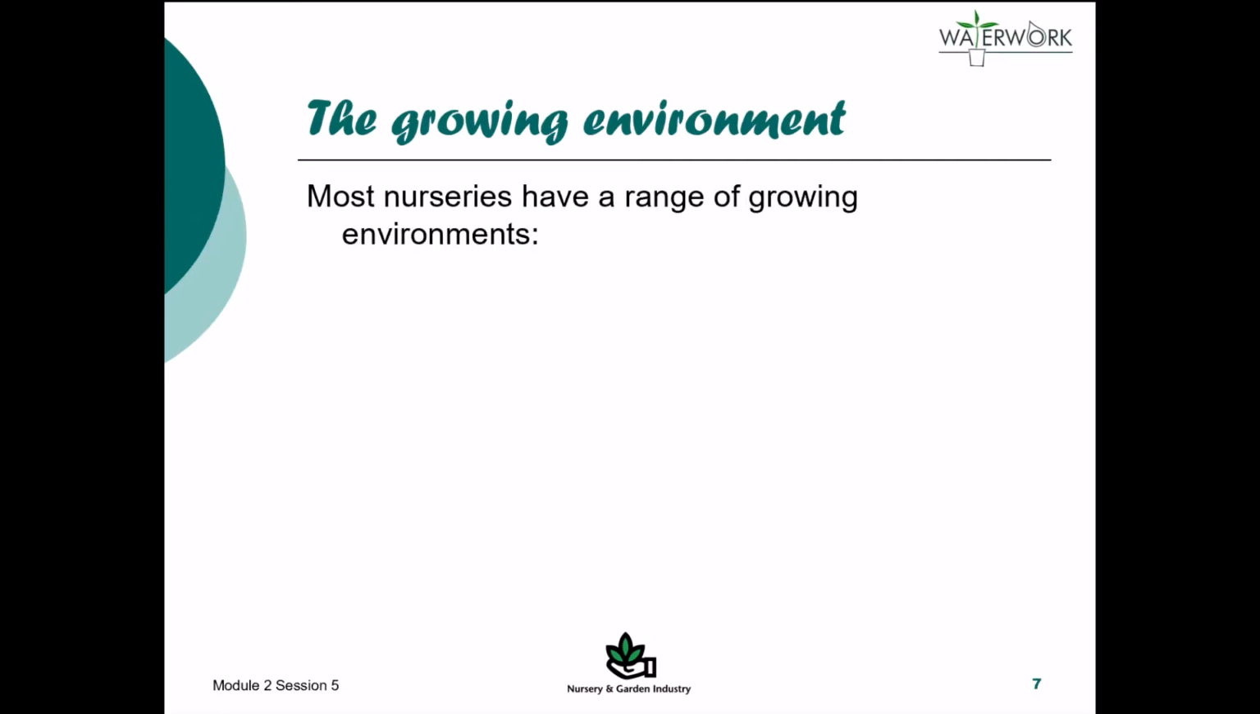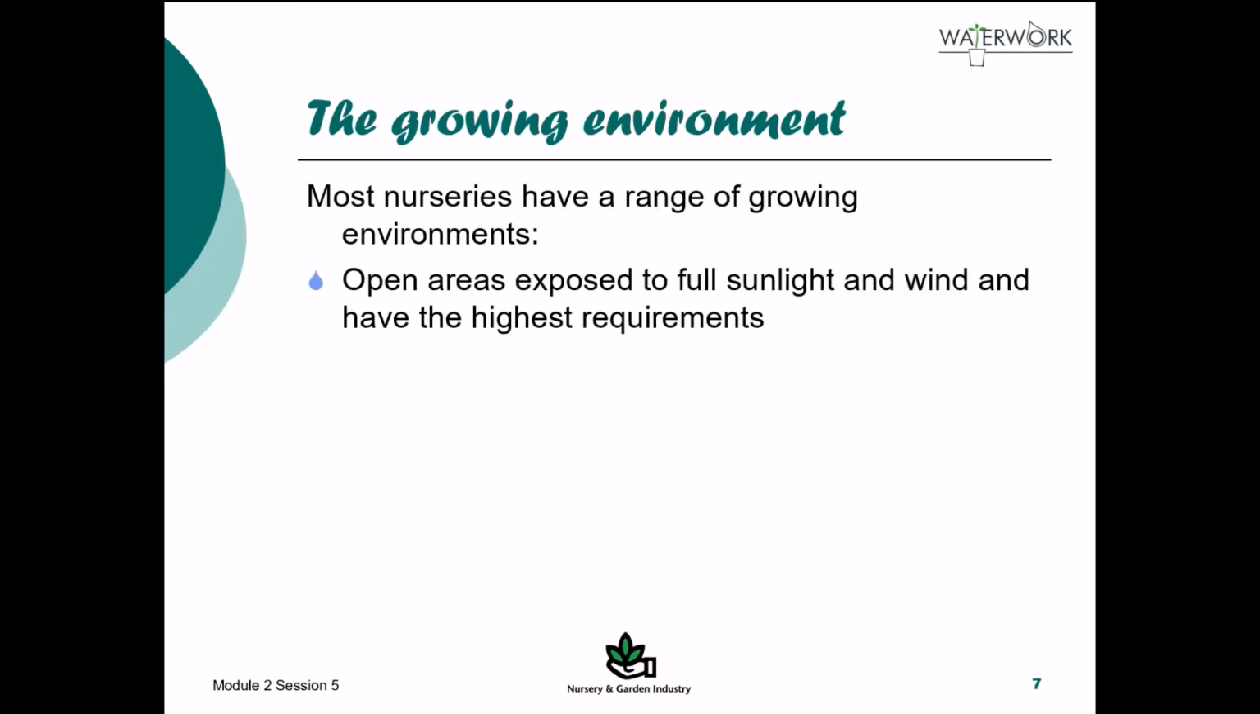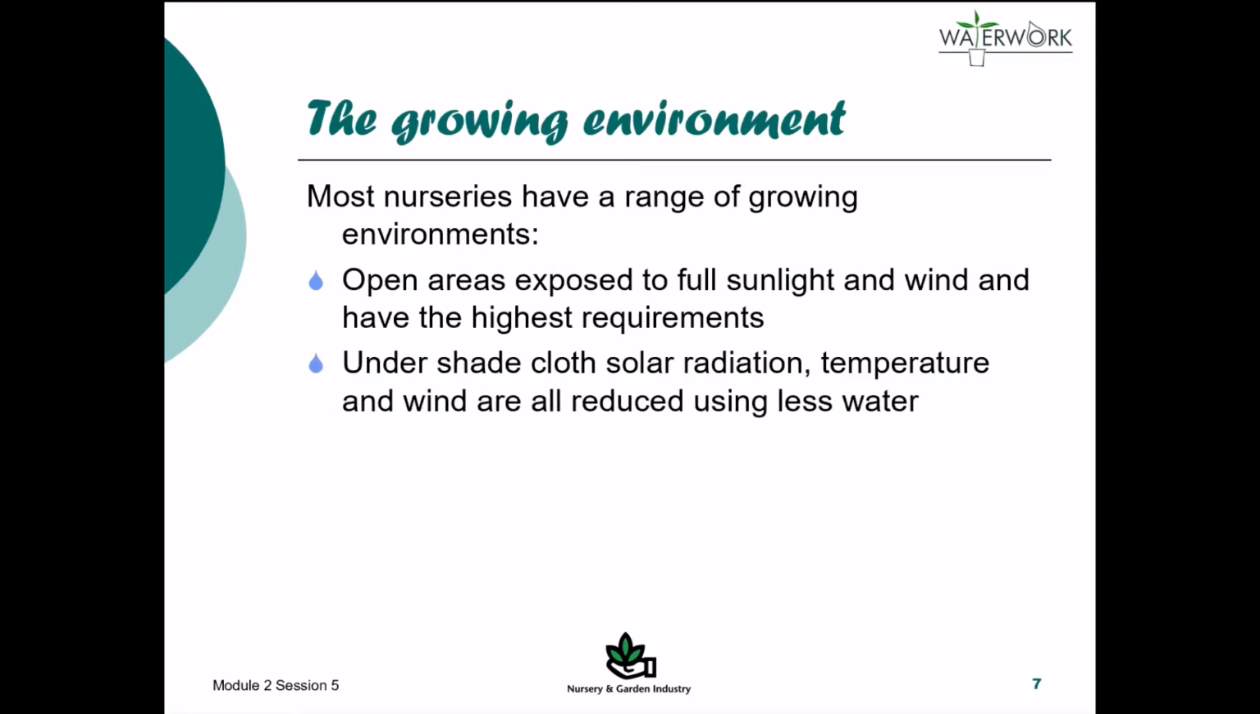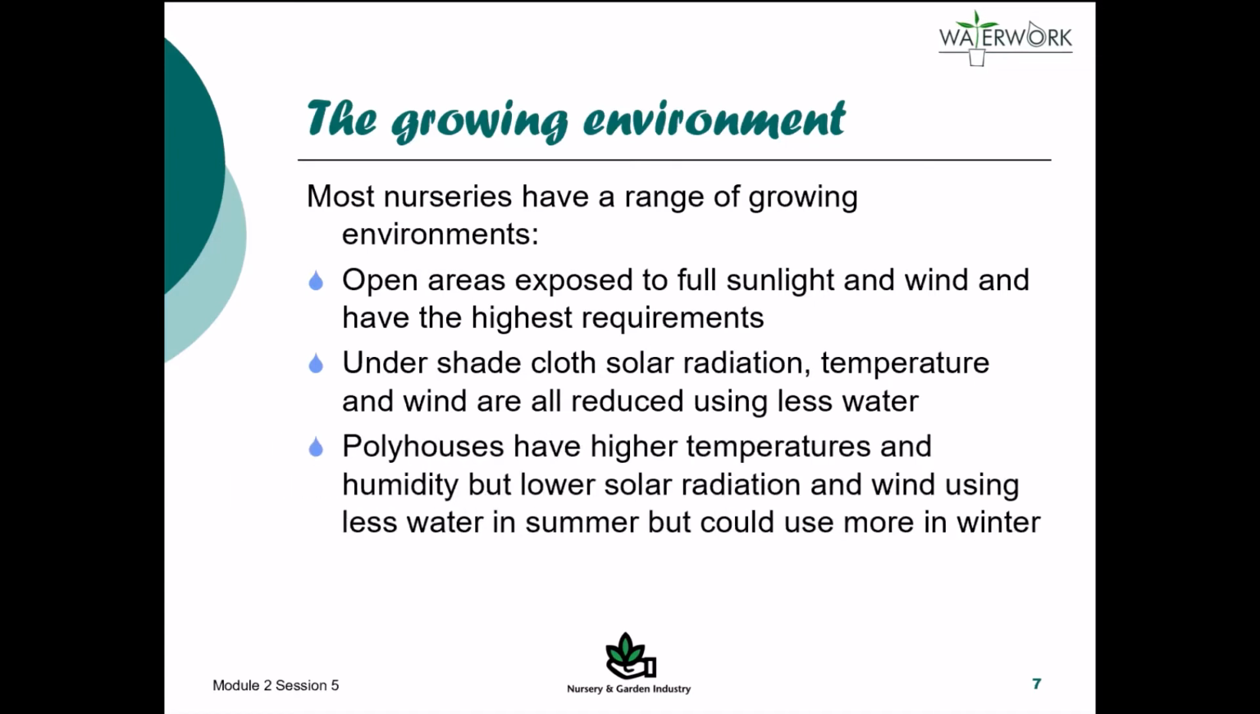Most nurseries have a range of growing environments. Plants in the open, exposed to full sunlight and wind, will use more water than plants under shade cloth where the solar radiation, temperature and wind are reduced. Plants in poly or glass houses can experience higher temperatures and humidity but still have reduced radiation and wind, and will generally use less water than outside in summer, but this situation could be reversed in winter.